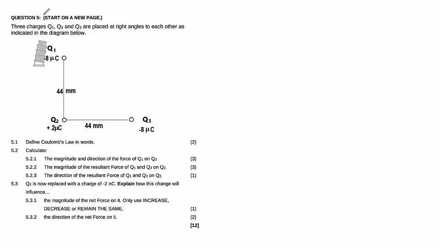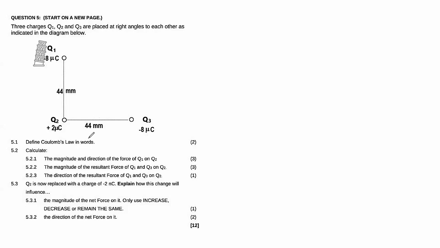Okay, so we have question 5 on electrostatics. It says 3 charges Q1, Q2, and Q3 are placed at right angles to each other as indicated in the diagram below. Then we can see the diagram like that. 5.1 says now define Coulomb's law in words. So this is how we are supposed to define Coulomb's law.